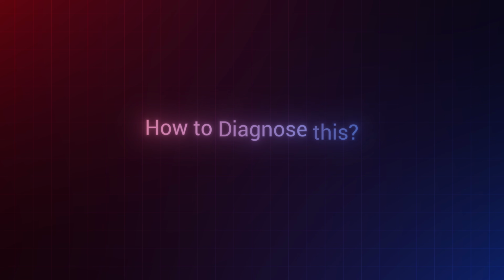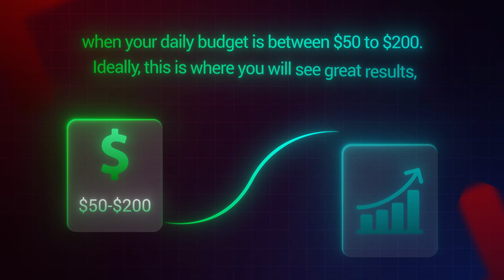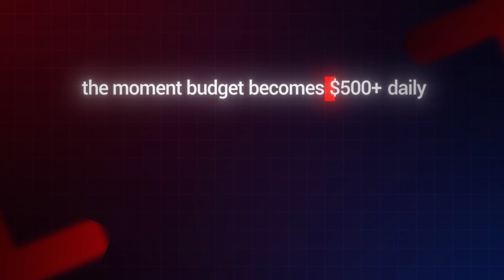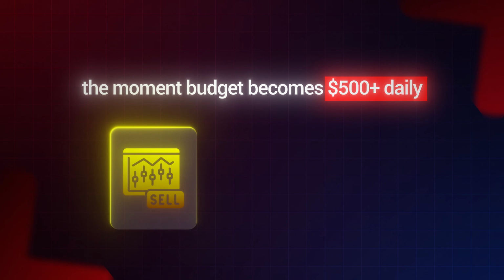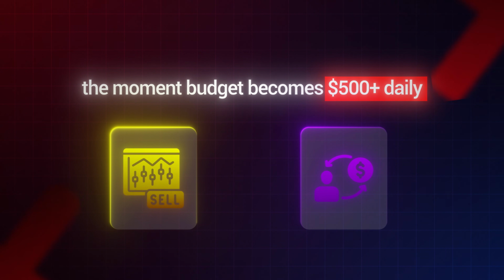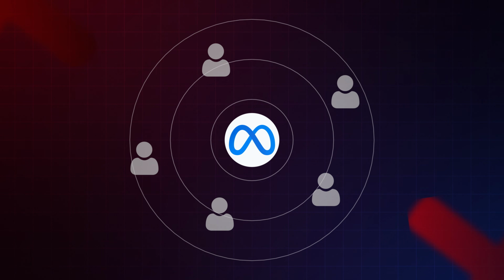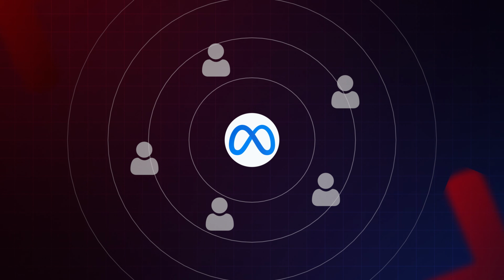But the question is, how do you know this is the reason for you not being able to scale? Now, what we have seen is when your daily budget is between $50 to $200, ideally, this is where you will see great results. But the moment you cross $400 or $500, you won't be able to even get sales or conversions as much as you used to get with $200 budgets, because Meta goes crazy in expanding to new audiences. And once you see this problem, if you have retargeting campaigns live, they will still do fine, but the prospecting will suffer.